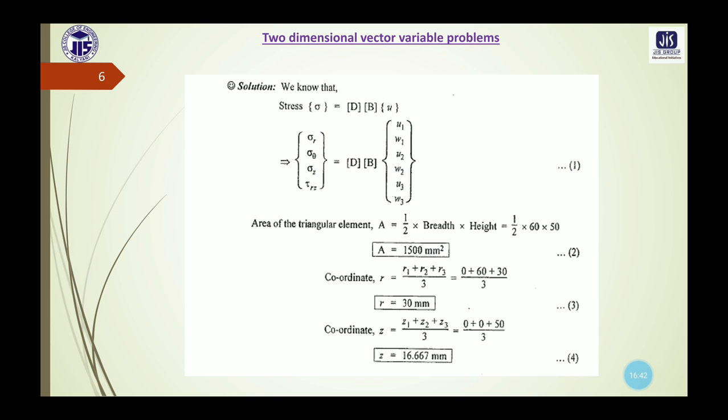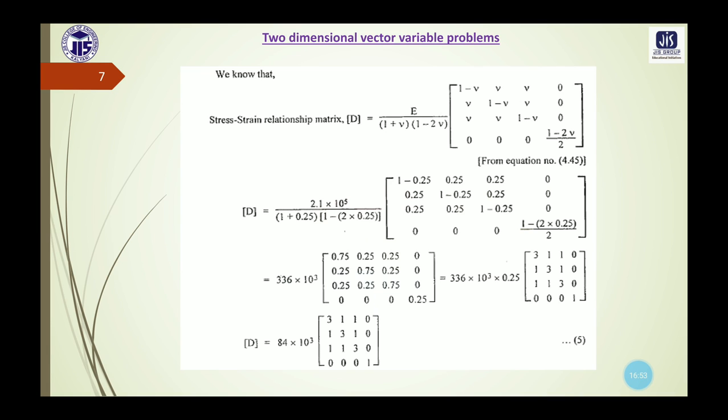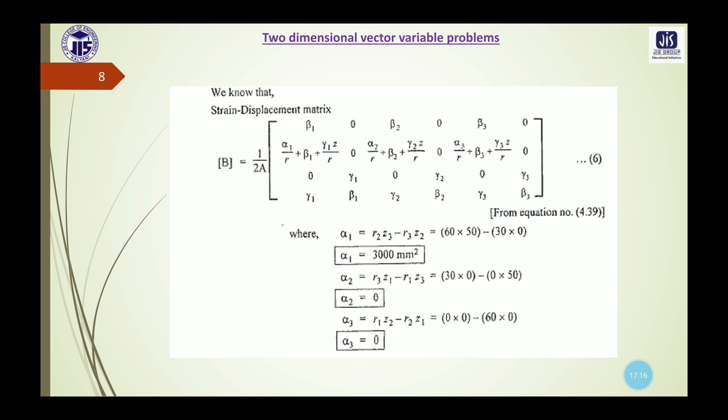We had to use the formula of the D matrix and B matrix. So, that is stress strain relationship matrix and strain displacement matrix. So the formula for this D matrix, you can see here in this slide number 7. So here we have entered the value of the Young's modulus and the Poisson's ratio. Then we have calculated the value of the D matrix. Next, to calculate the strain displacement matrix, that is the B matrix, we have used the equation number 6. We can see here in the slide number 8.